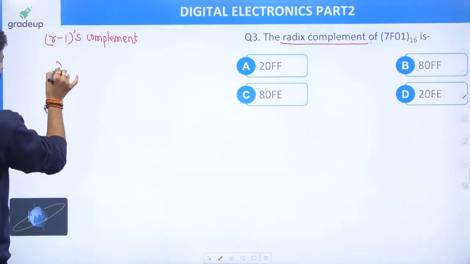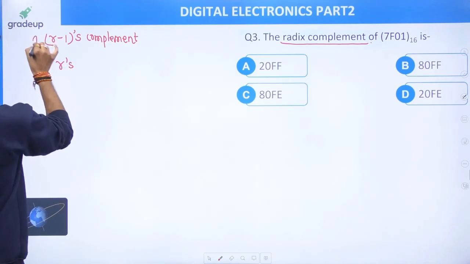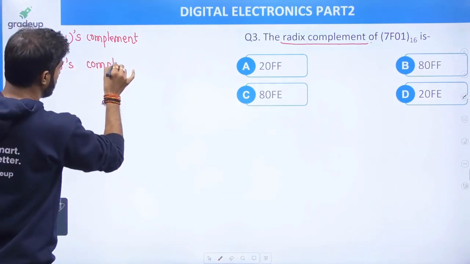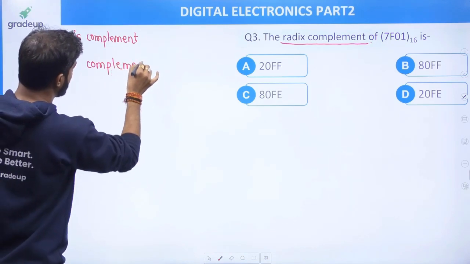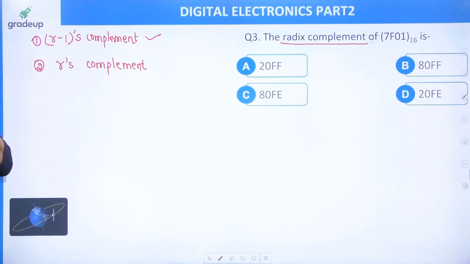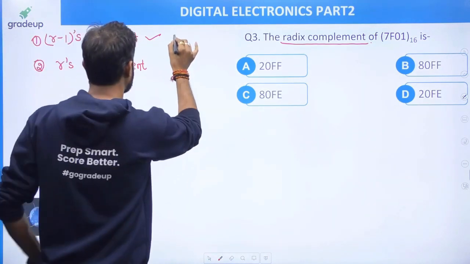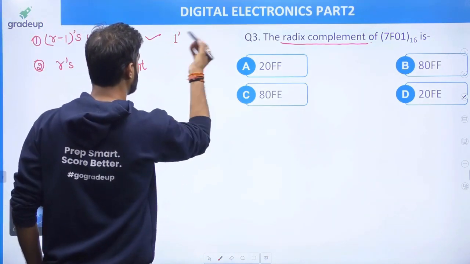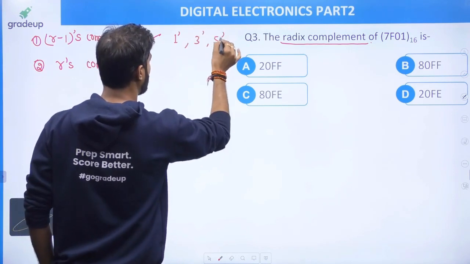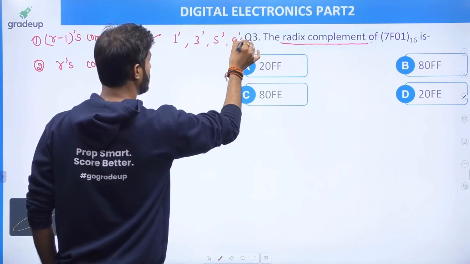And the second one is what? R's complement. There is only 2's complement. And that complement we are calculating only for R minus 1 complements. Every time we are calculating only R minus 1 complement. For example, 1's complement we are counting, right? We are always calculating 1's complement, 3's complement, 5's complement, right? 9's complement, we can say that.